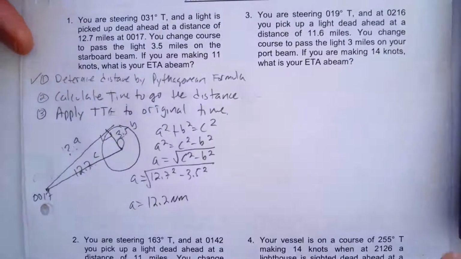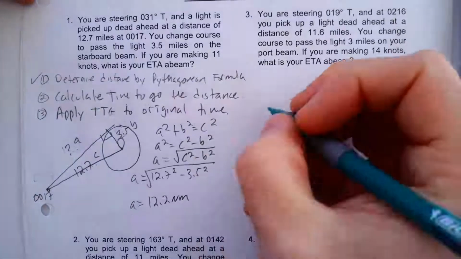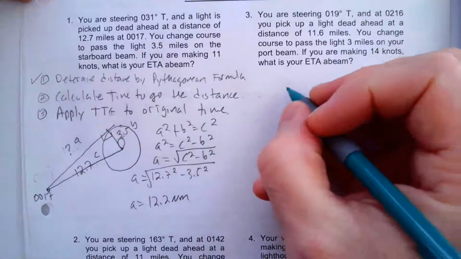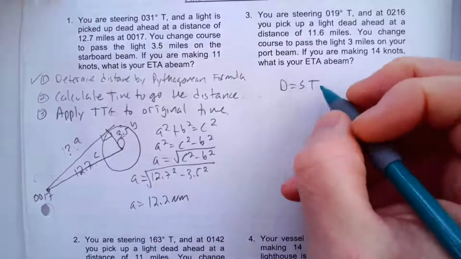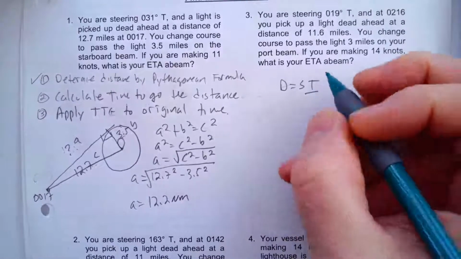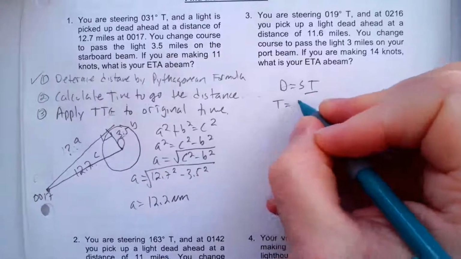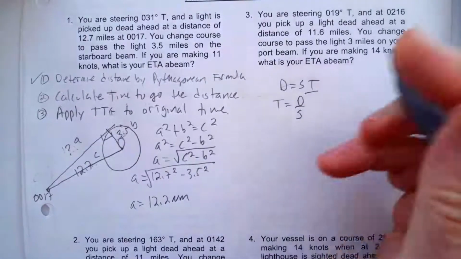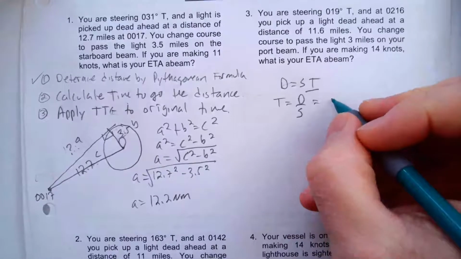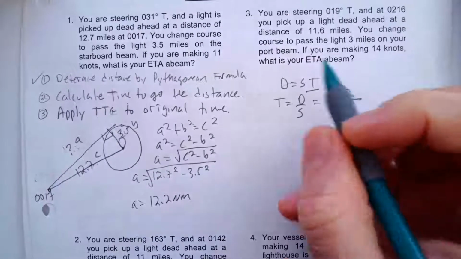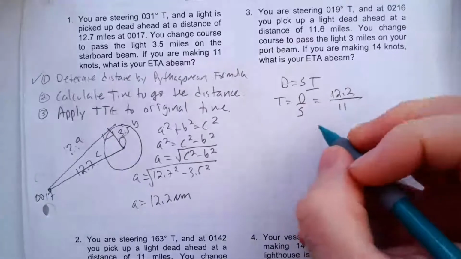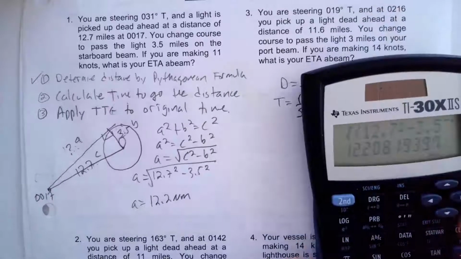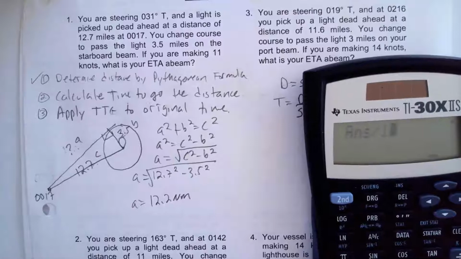Now I'm going to do step two. To do step two, I have to use speed times time equals distance. So distance equals speed times time, and I want to solve for time. So I'm going to divide by speed, so time is distance over speed. In this case, that's going to be 12.2 divided by 11.